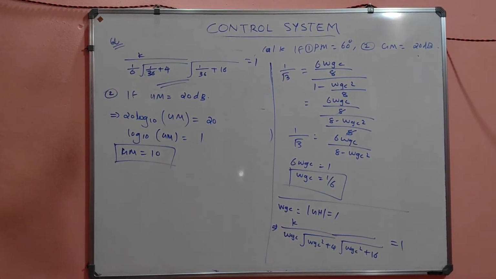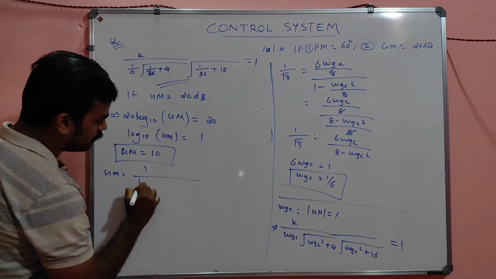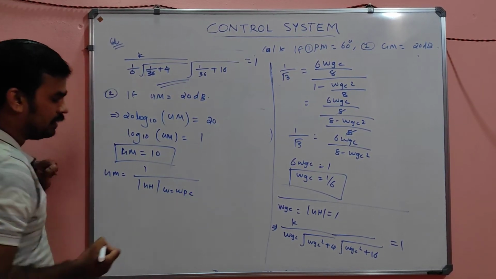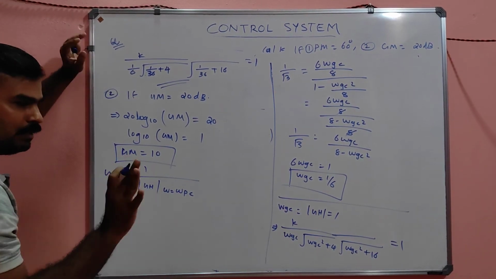Now what is the next step, my dear? What is the equation for gain margin then? Gain margin is nothing but 1 by mod GH at omega equal to omega pc, the phase crossover frequency. So you have to find this and substitute this, and you will get the answer.